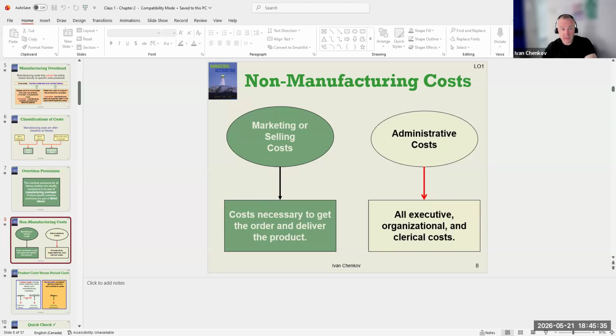Is there any other cost in the company? Of course, there are other costs. What will those be? Non-manufacturing costs. Those are not related to the production of the product, but related to the marketing and selling of the product. Those will be directly expensed, and we're also going to have administrative costs, which are costs for the organization itself.